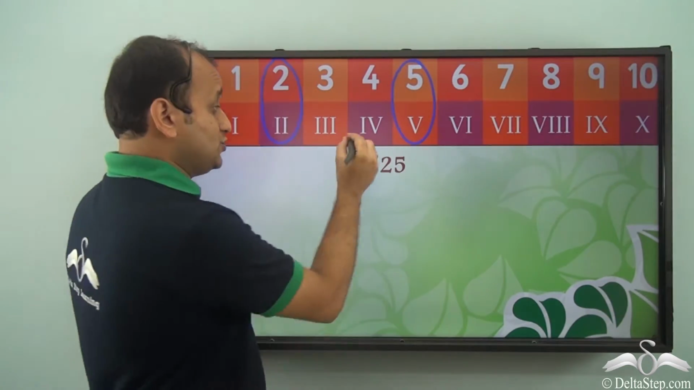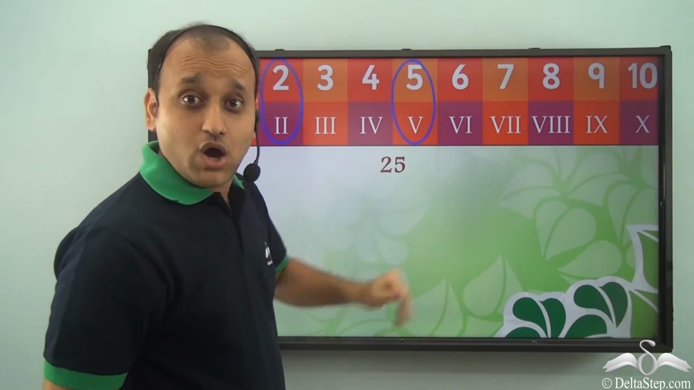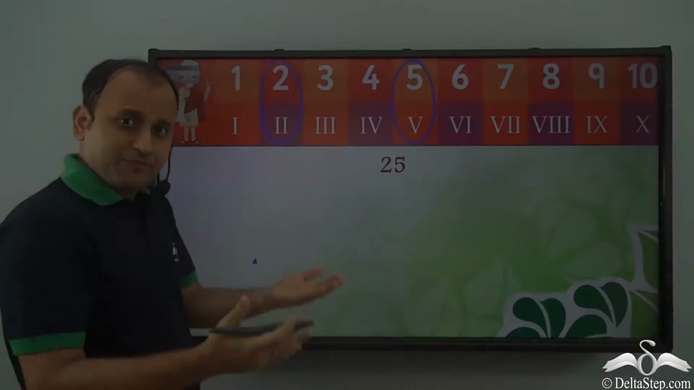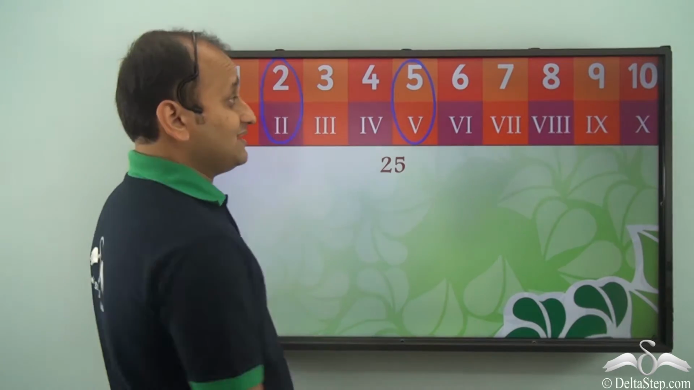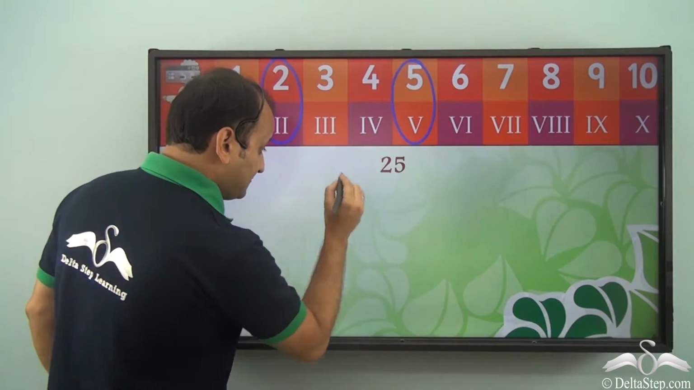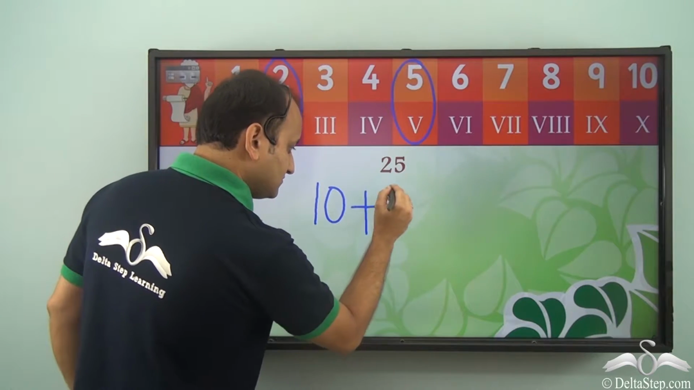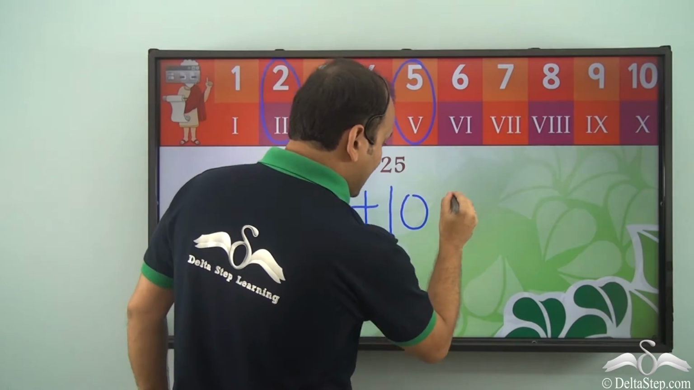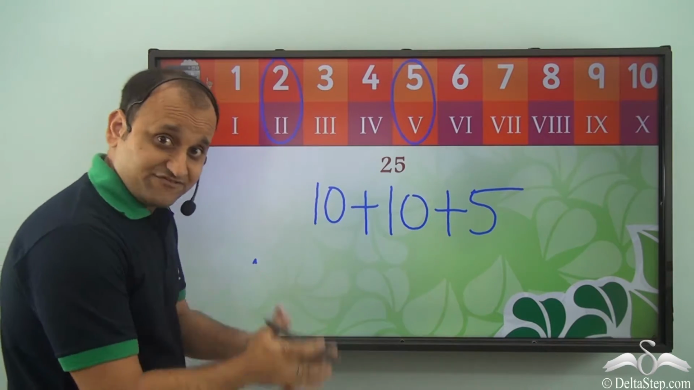Not really. You don't need to think about single digits, but about the number as a whole. So we have 25 here. So if you break up 25 in terms of available numbers, what can you do? Well, the largest number you can use is 10. So you have 10 plus 10, which is 20, and then you have plus 5, which is 25.